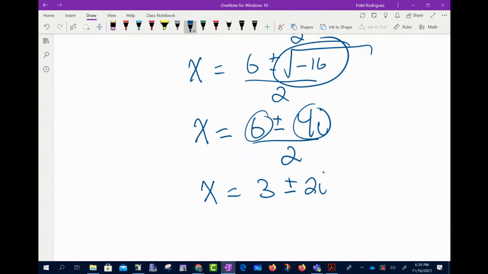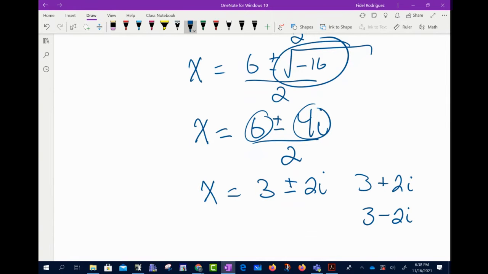Now remember what this means. It really means that there are 2 answers here. One of them is 3 plus 2i, and the other one is 3 minus 2i, okay? So I know I had to use the quadratic formula, but we know the quadratic formula because we did it a whole bunch of times.